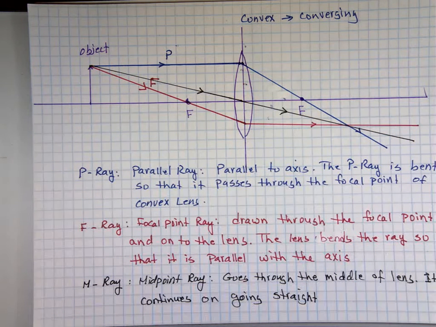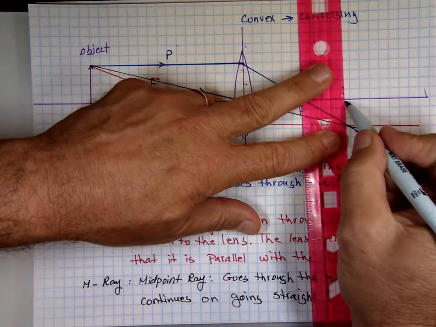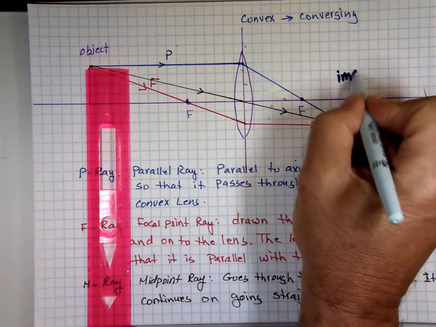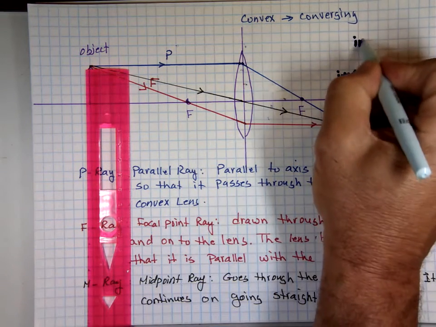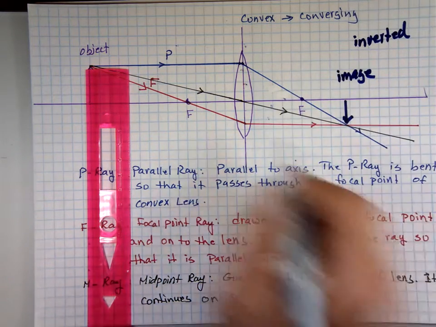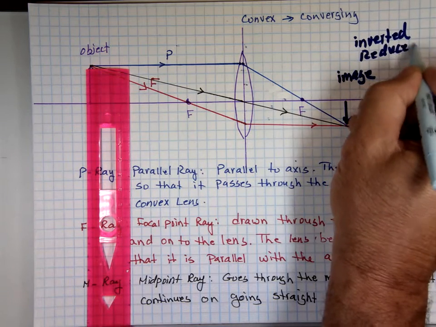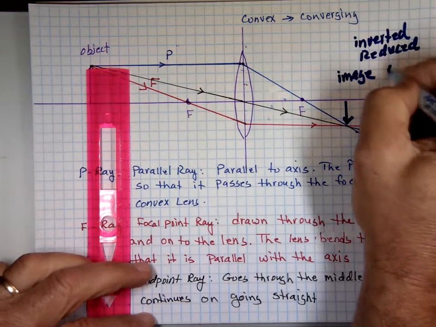So my image here, you can see from this picture, is going to be upside down. Can you see it? That's where the image is. What you notice about the image is inverted. What else you notice? In this case, it looks like what? Reduced. That's not always the case. And what about the side? Other side.